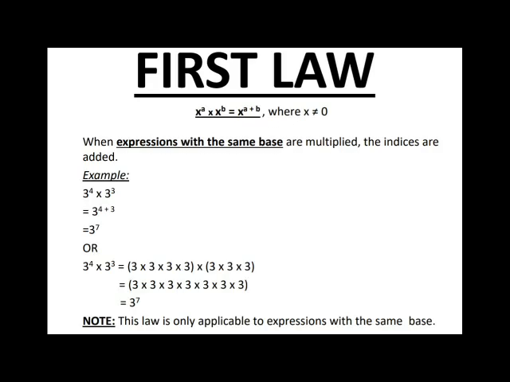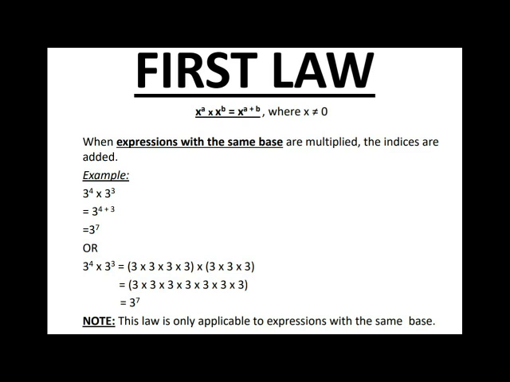And the first law says that when expressions with the same base are multiplied, the indices are added. Looking at our example, we are given 3 raised to the power of 4 multiplied by 3 raised to the power of 3. So the two expressions are in the same base 3. They have the indices of 4 and 3, which means we are going to be adding, 3 raised to the power of 4 plus 3 to give us 3 raised to the power of 7.